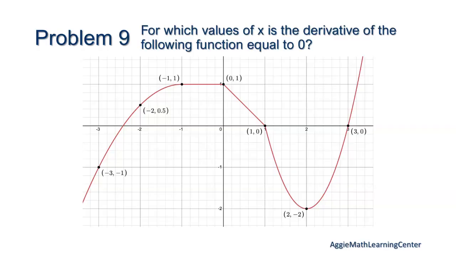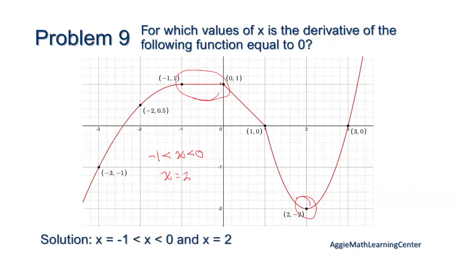So when we're looking at this, where does it look like our slope would be 0? -1 to 0. This chunk? And maybe another 2. Yeah. At our minimum there. So this means that our x would be -1 less than x less than 0 and x equals 2. Woohoo! Do you have any questions about that?